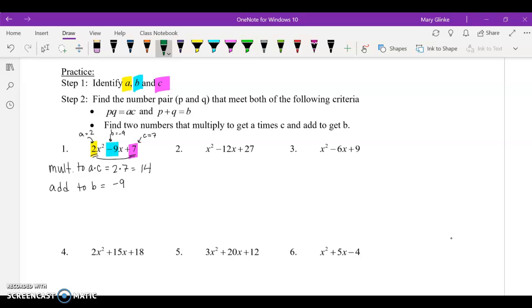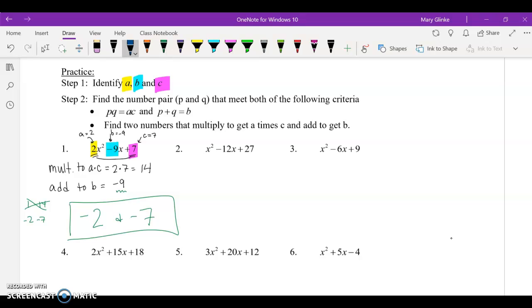So if you need to list out a couple, you can. We have 1 and 14 and 2 and 7. The 1 and 14 is not going to work. The 2 and 7 will work, but they both have to be negative to add to get -9. So we're going to say -2 and -7. The order does not matter at all.